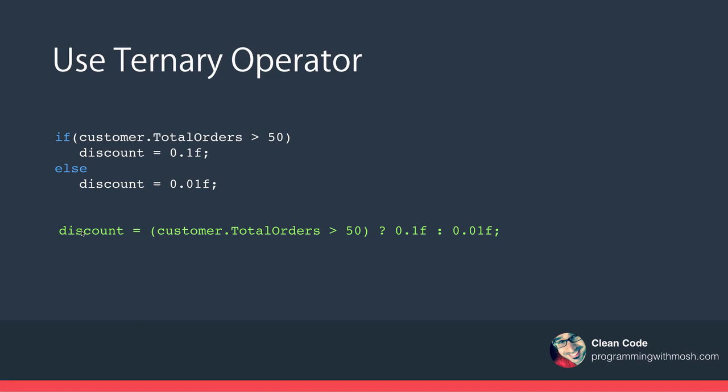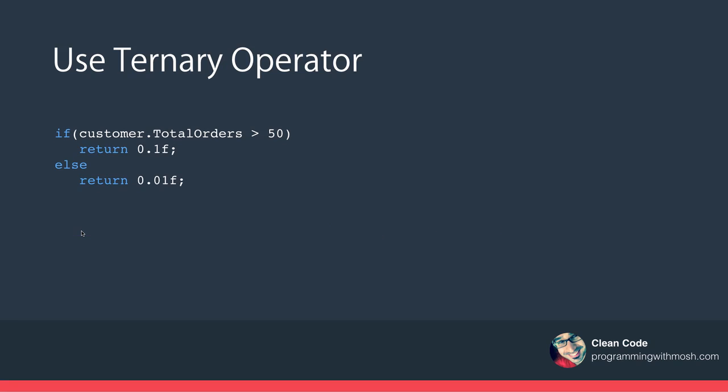Note that you don't always have to use the ternary operator to set variables. You can use them to return values from your methods. Here is an example. So if you want to return different values from a method depending on some kind of conditional statement, you can rewrite that expression with ternary operator like here.